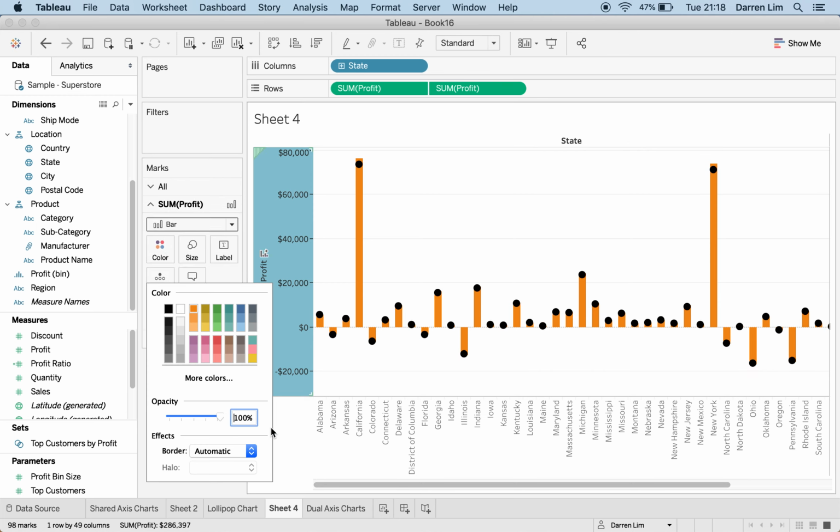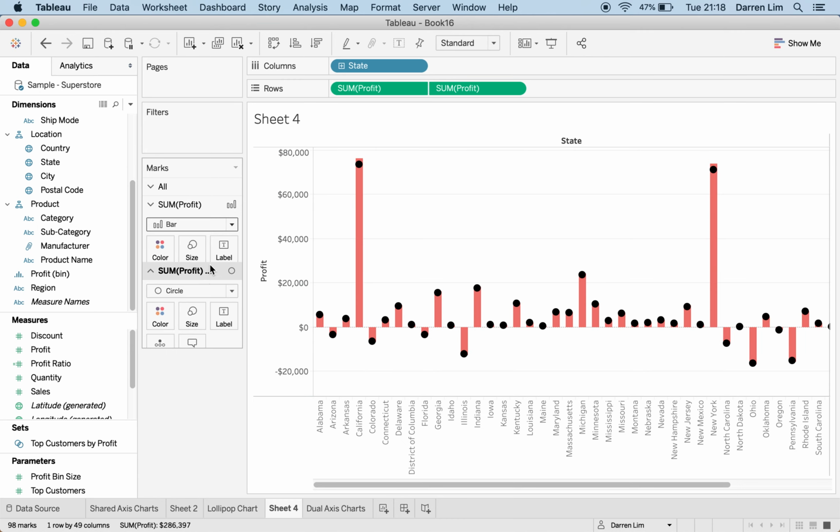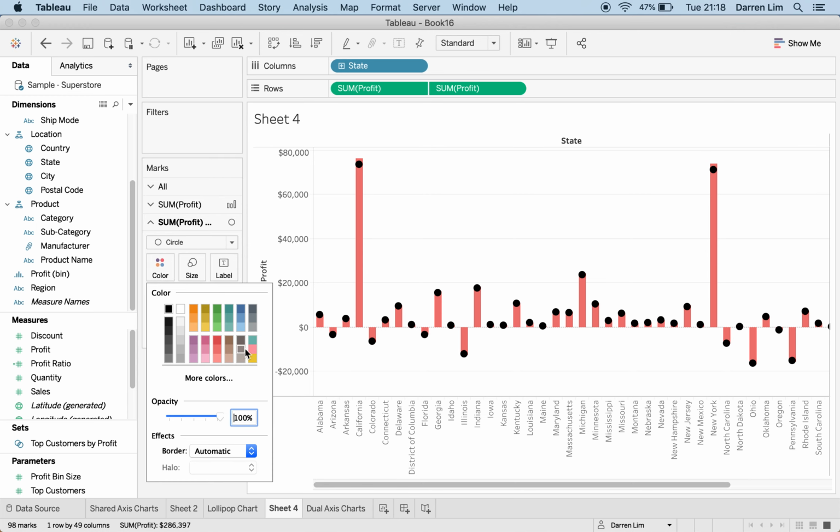Let's try black. Oh, this is not really a static color. Let's try this. Okay. So now I move to circle and click orange. Okay, there we have it.